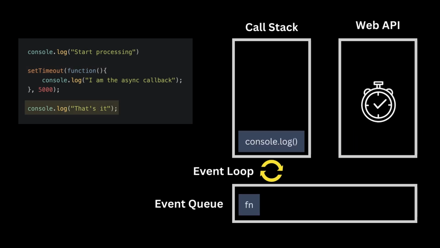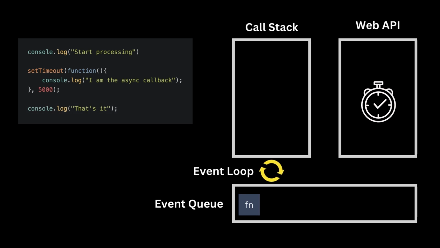Meanwhile, our web API, which is handling the setTimeout, the 5-second timer completes. And now what happens is the function within the setTimeout, the callback function, is pushed onto the queue. Now queue is another entity or data structure. It is different from your stack. So whatever goes into the queue first comes out first. So it is first in, first out. Now my callback function within the setTimeout is pushed onto the queue.